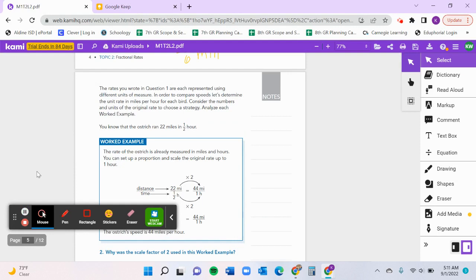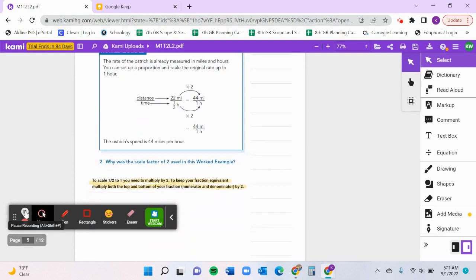Now let's look at what you could have written. Hopefully you got a chance to discuss your answer with your neighbor. Why was the scale factor of 2 used in this work example? Well, to scale 1/2 to 1, you need to multiply by 2. To keep your fraction equivalent, you multiply both the top and the bottom of your fraction, the numerator and the denominator, by 2.